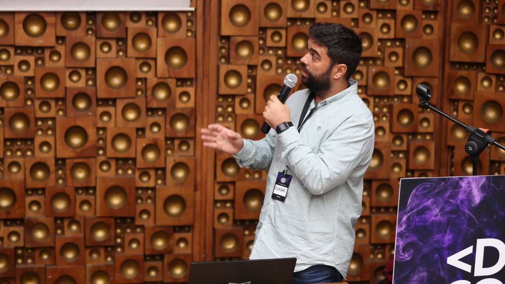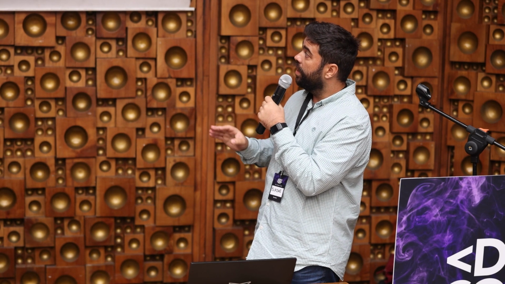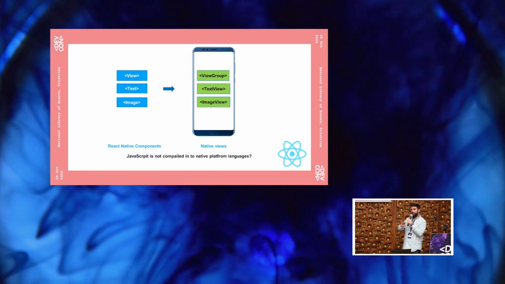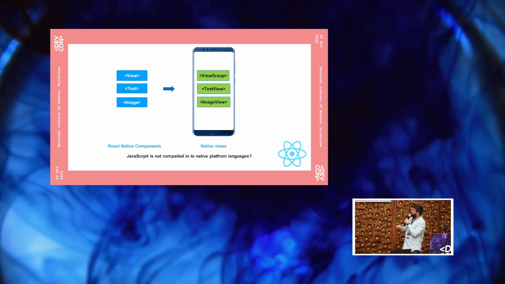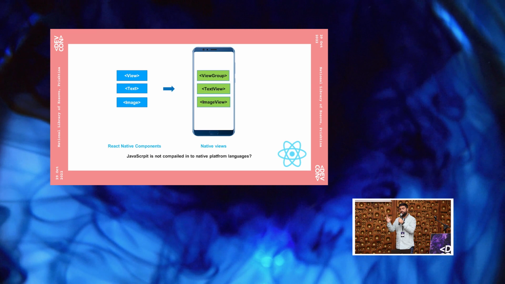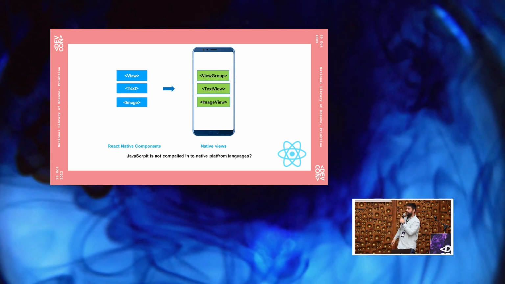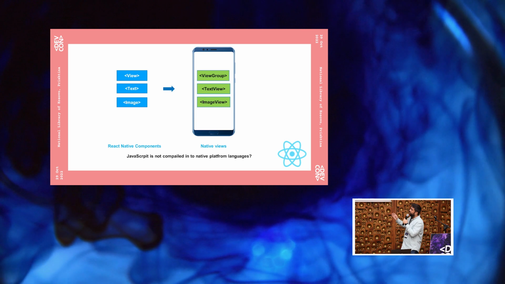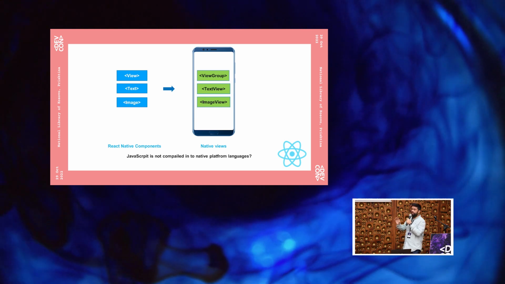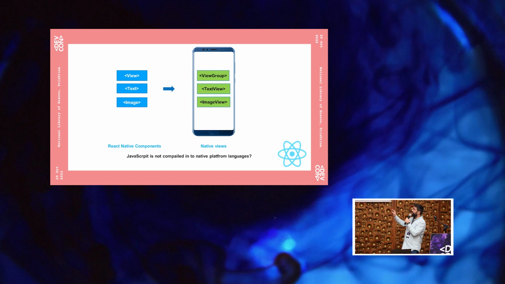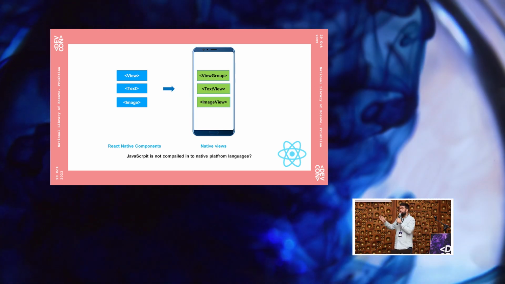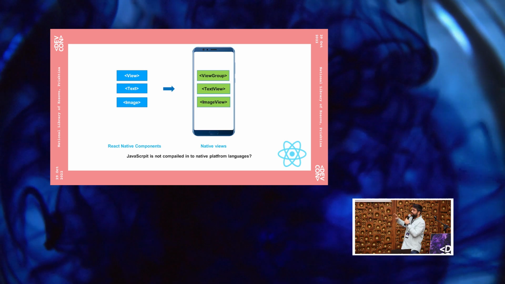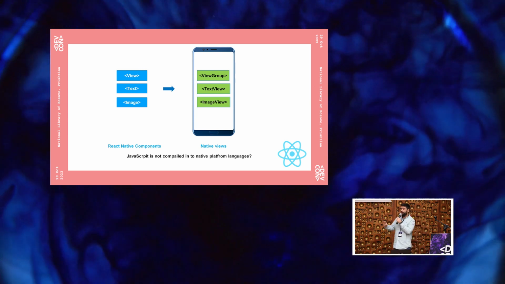Additionally, we have the JavaScript code, and it is very important that the JavaScript code is not compiled to a native platform language. As you know, JavaScript is a dynamically typed language, and native platform languages like Java, Kotlin, Objective-C, and Swift are strongly typed languages. So it's very hard to compile JavaScript to something native. Why this is important is to understand how the entire ecosystem of React Native actually works.